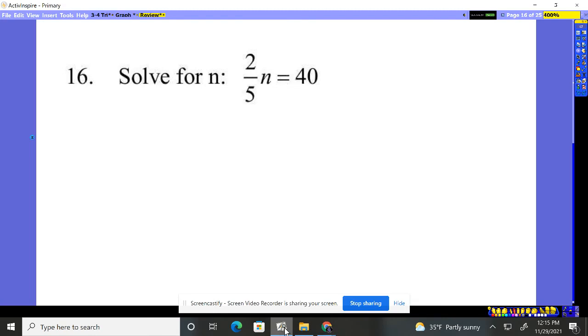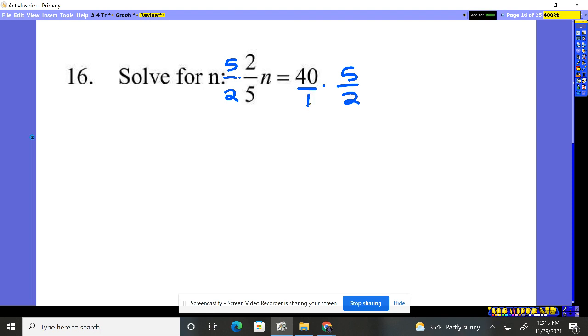Number 16, solve for n. 2/5 times n equals 40. We want to get rid of that multiplying by 2/5. You could divide by 2/5, but we have learned the best way is to multiply by the reciprocal of 2/5. So we just flip them, 5/2. We'll have to multiply this side by 5/2.